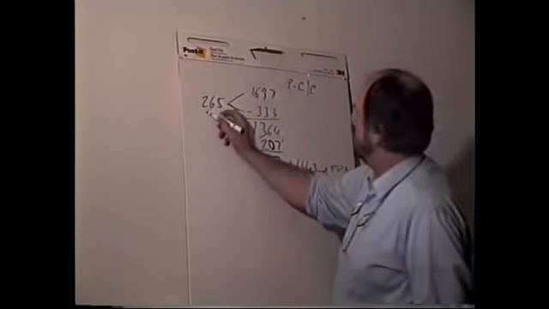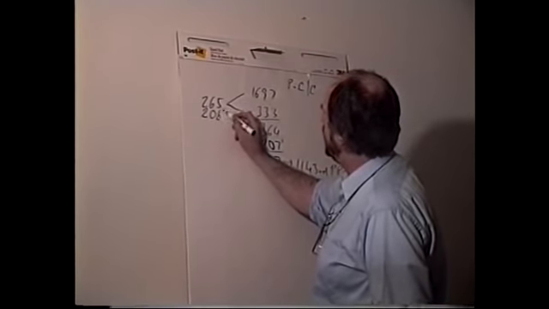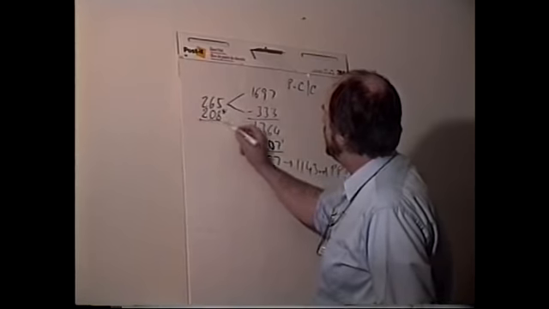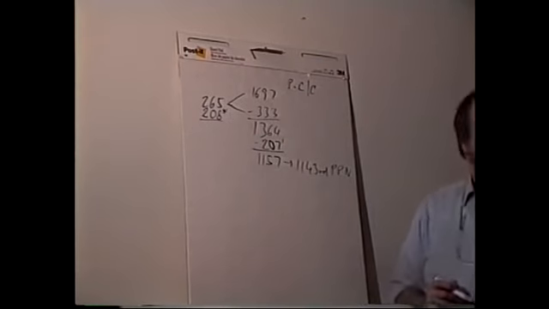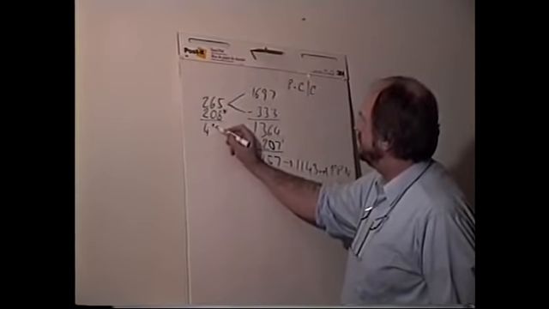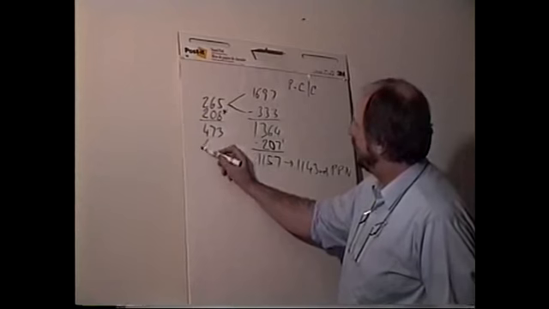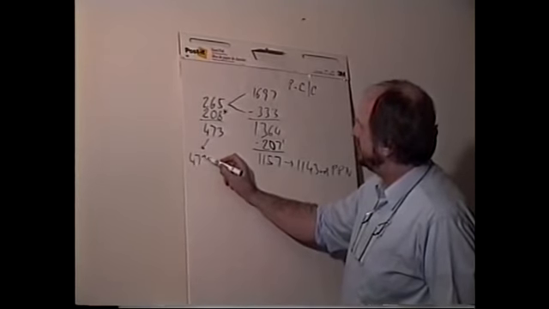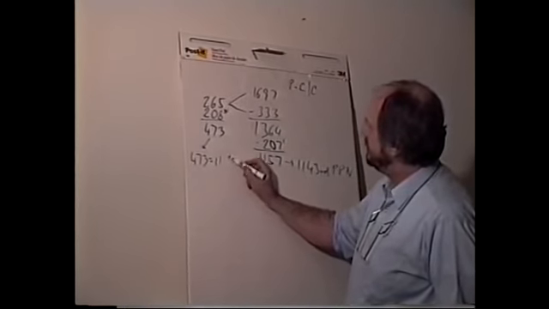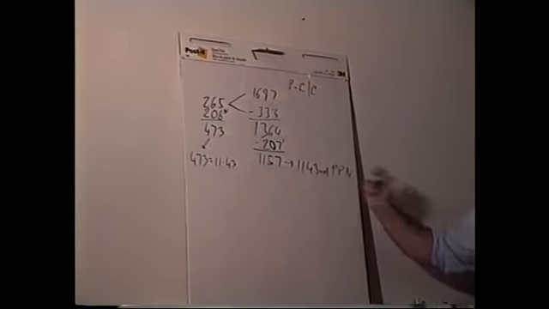Now, 265 is a composite number, and it is 208th composite number. 208 plus 265 is 473, and 473 is 11 times 43. Do you see the similarity?